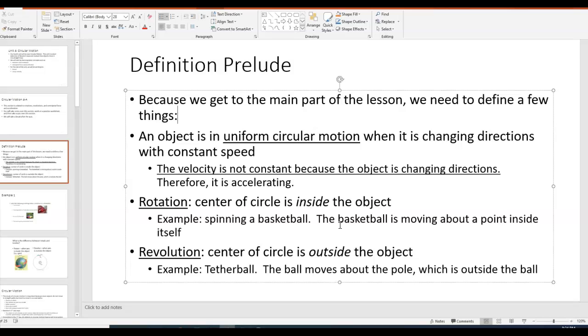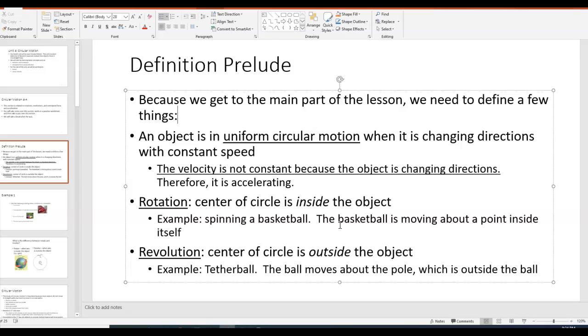Okay, so an example of a rotation would be spinning a basketball on your finger. If you imagine, hold your finger up, imagine spinning a basketball or a soccer ball on your finger. The center of the circle is where? Well, the center of the circle is inside the ball, right? Because the center of the circle is inside the object itself, that is a rotation. So a basketball spinning on your finger is an example of a rotation.